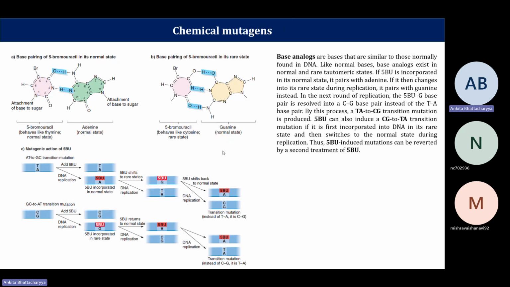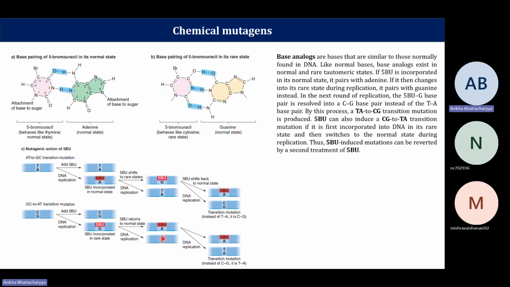So then there are chemical mutagens, like base analogs, an example of which is 5-bromouracil, which, if incorporated in its normal state, pairs with adenine. If it changes into its rare state, it can base pair with guanine, which is what you see here in these examples also. So 5-BU behaves like thymine, binds to adenine, but under rare circumstances, in a rare state, it can behave like cytosine and form base pairs with guanine. Therefore it can induce a CG to TA transition as well.